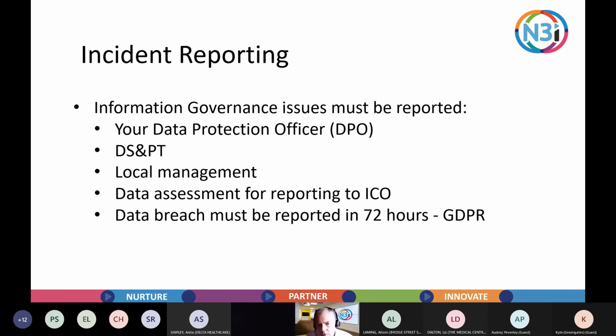GDPR requires that we report data breaches within 72 hours. Don't get too tied up on that. If something happens on a Friday night, it may not be till the beginning of the next week, but get the idea that it needs to be done fairly quickly. Don't sit on these things and say we'll report it at the end once we've investigated everything. Get even the basic facts in initially, fairly quickly, so that you can cover off that requirement.